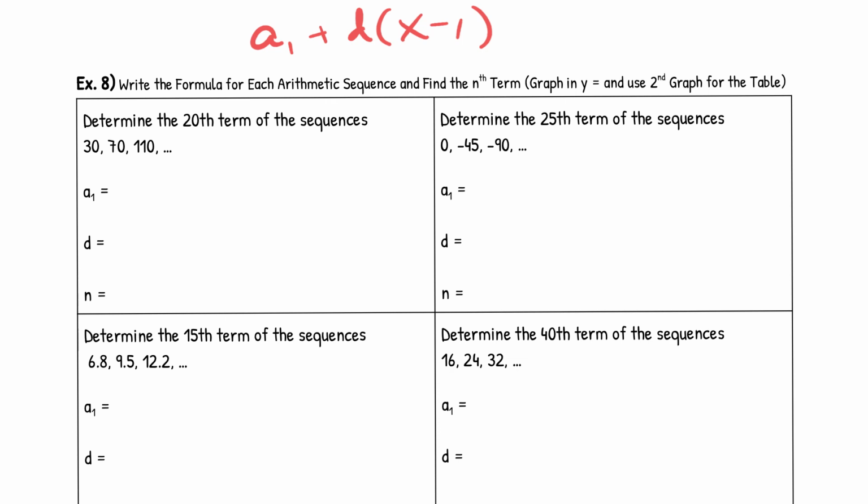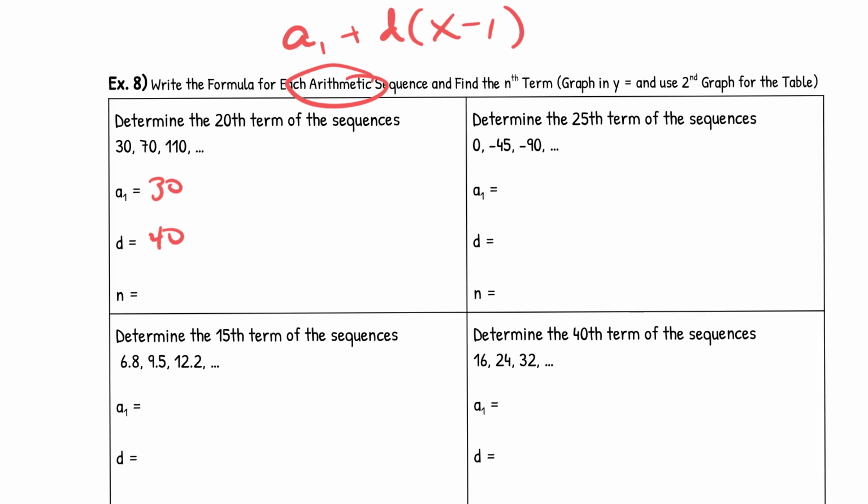Next, we're going to try 4 arithmetic sequences, so you get a little help there. You know it's going to be arithmetic, so I put the formula above. For this first one, a sub 1 would be 30, because that's your first term. The difference is 40, if you do the backward subtraction: 110 minus 70 is 40, 70 minus 30 is 40. And the term we're looking for is the 20th.